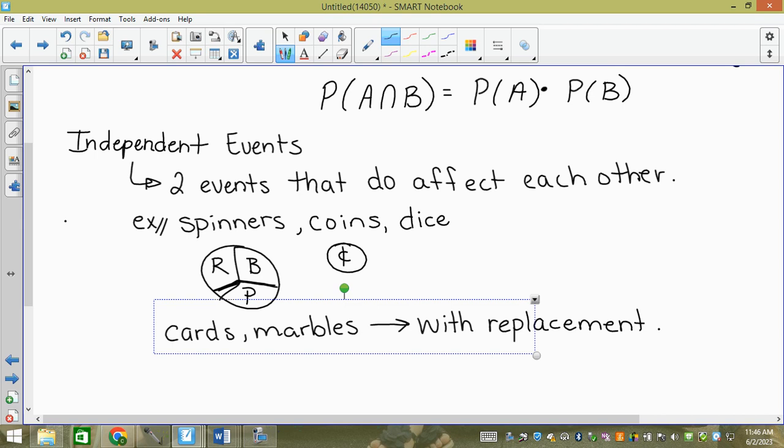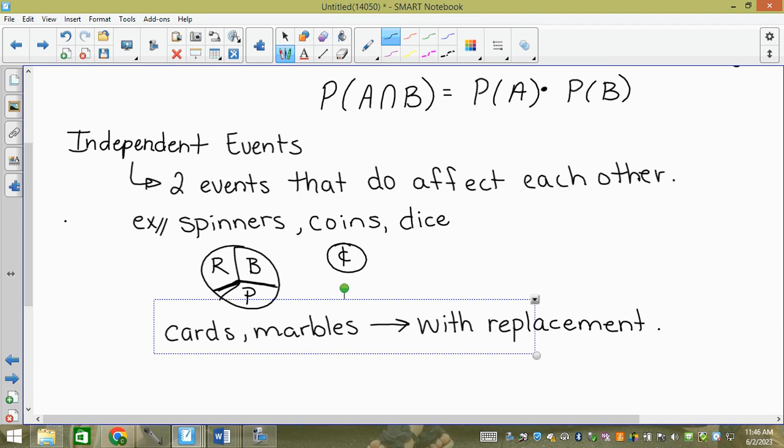So spinners, coins, dice are always independent. The two events don't affect each other. Cards, marbles, you have to replace it. Or if you had 2 bags of marbles and you pulled the first marble out of bag 1 and the second marble out of bag 2, it doesn't matter if you don't replace the first one because I'm taking the second one out of a completely different bag of marbles, right? So independent events means that the second event doesn't depend on the first.